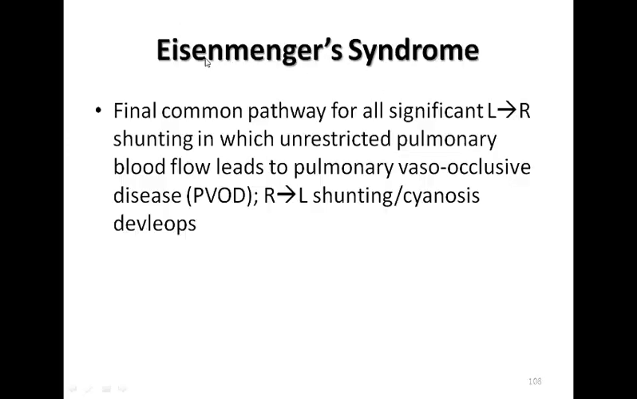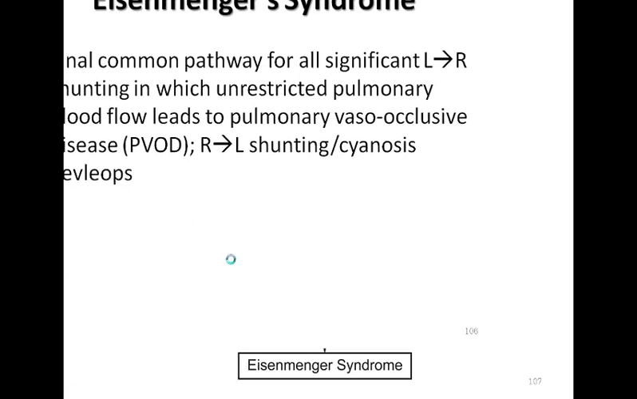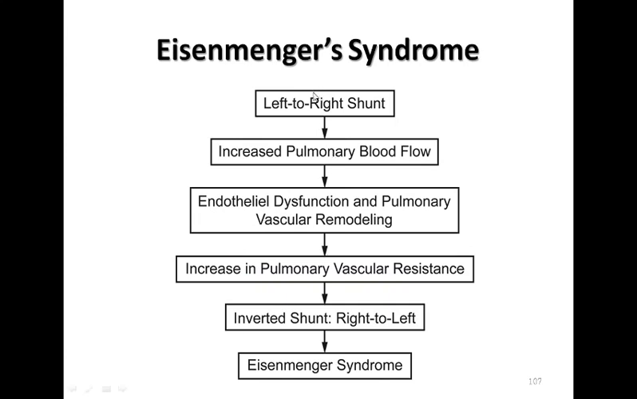Then some words about Eisenmenger syndrome. This is important to know. It is the final common pathway for all significant left to right shunting congenital heart disease. The final common pathway is Eisenmenger syndrome. When Eisenmenger syndrome happens, there is a right to left shunting and cyanosis develops. So this is the pathway of Eisenmenger syndrome development.